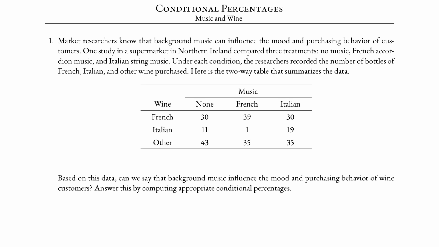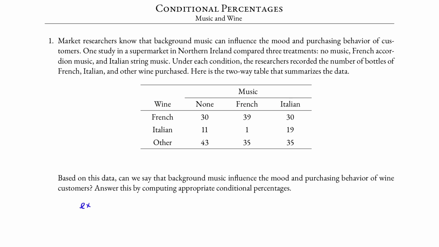Based on this data, can we say the background music influenced the mood and purchasing behavior of wine customers? Answer this by computing appropriate conditional percentages. Conditional percentages are also known as the row percentages or column percentages, depending on where the explanatory variable is located, whether it is in the row or in the column.